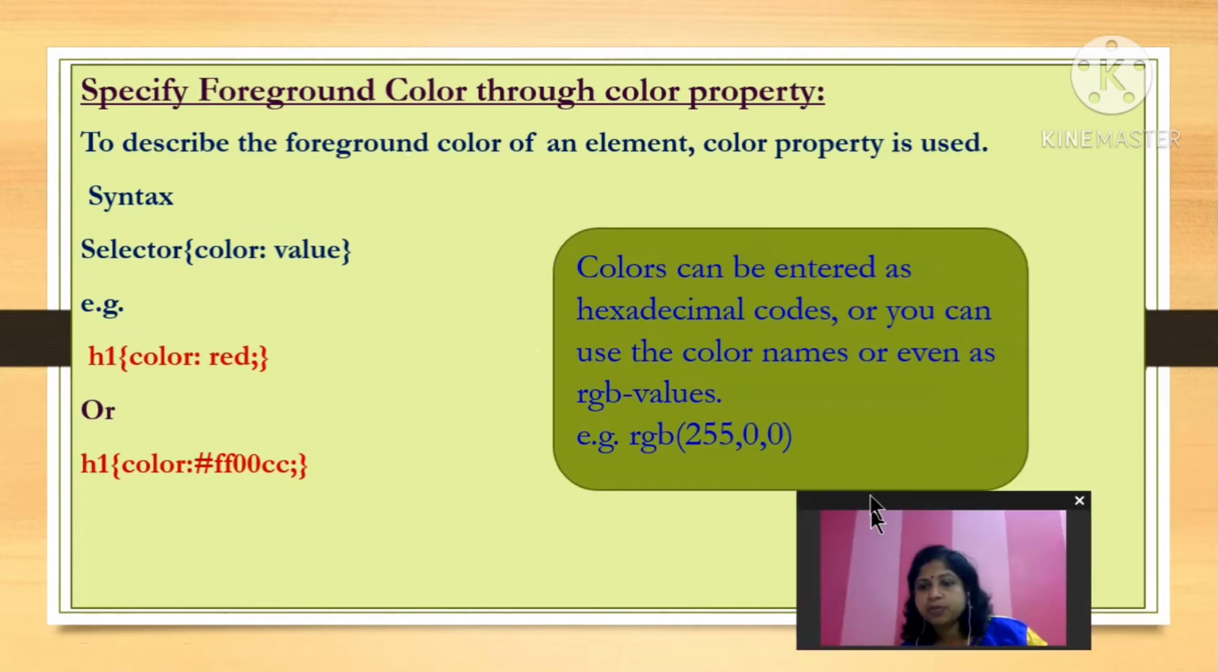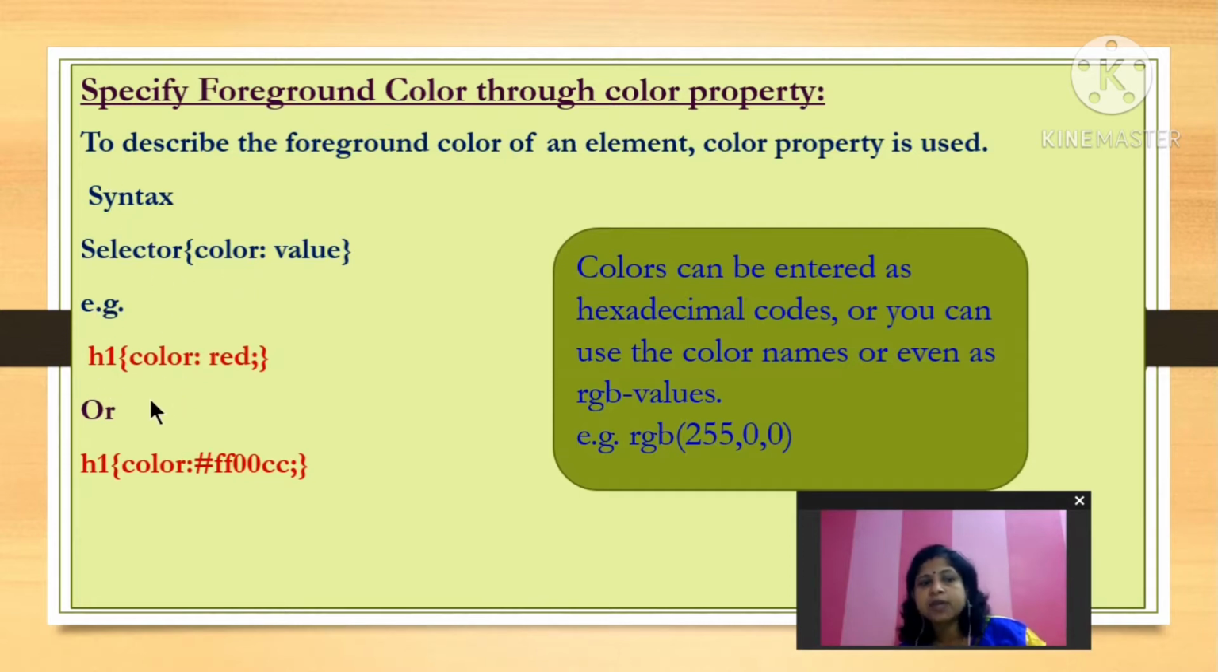You know that foreground color is always your text color. To describe the foreground color of an element, the color property is used. We have used it already in many web pages while studying inline, internal and external style sheets, but in detail you will read now. So selector, then color, then value. This is your syntax.